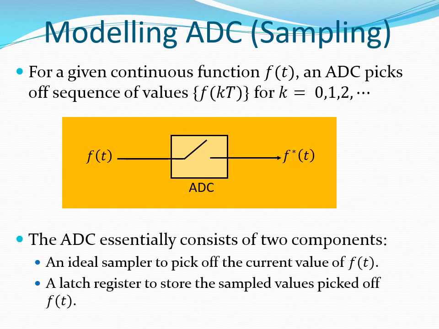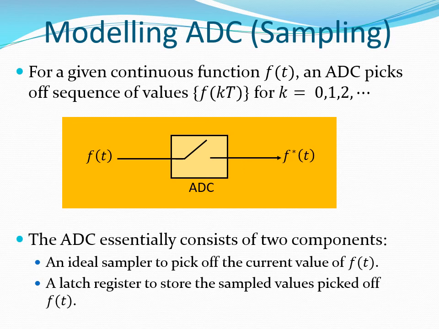Let us look at the modeling of an ADC. We also refer to it as sampling. For a given continuous function f(t), the task of an ADC is to pick off a sequence of values f(kT) for k equals 0, 1, 2, 3, etc. The input to the ADC is continuous, whilst the output is discrete. The input is denoted as f(t) and the output is denoted as f*(t).